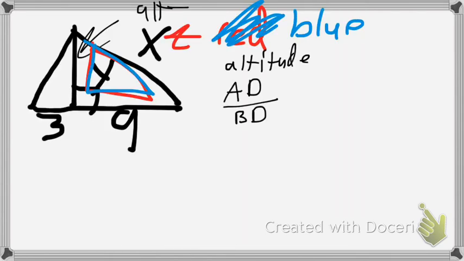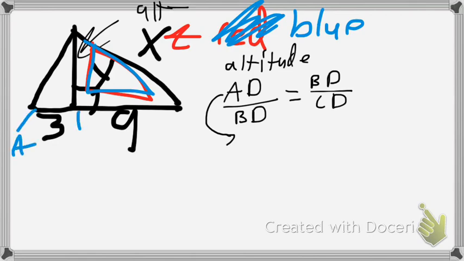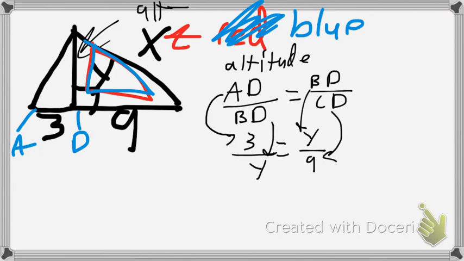So when we do that, the altitude, okay? AD over BD equals BD over CD. AD, if this is A and this is D, AD is 3. BD, that's my altitude, Y, equals Y over CD. Now notice we have the Y bottom of the first, top of the second. That means it is the geometric mean, okay?